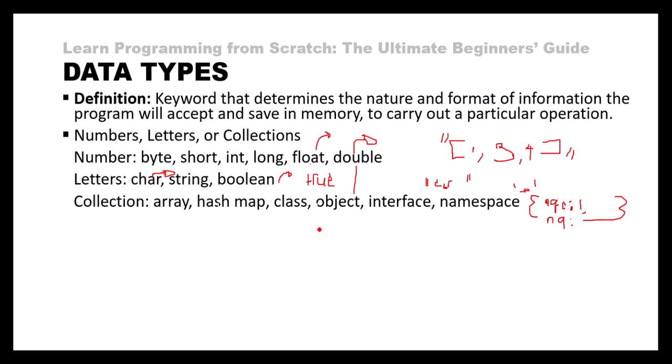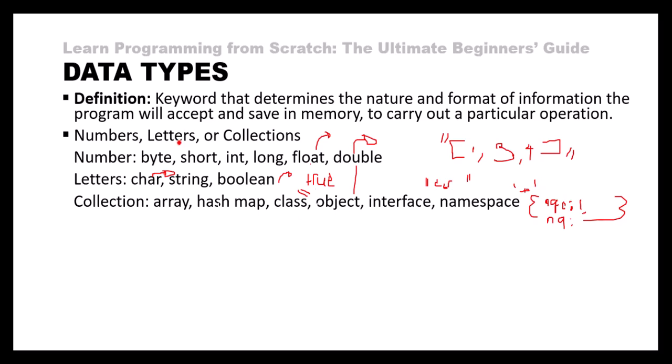We have what we call a class. A class is simply a simulation of a real life object in a computer program. So let's say you want to prototype a car or a house in a computer program, we'll be using the concept of a class. Other examples are object, interface, and namespaces.